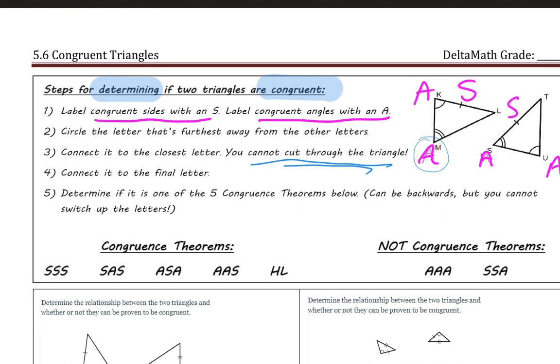So connect it to the closest letter. I'm just going to put a different color there so you see. Then it says connect it to the final letter. So I'm going to connect that to the final letter.